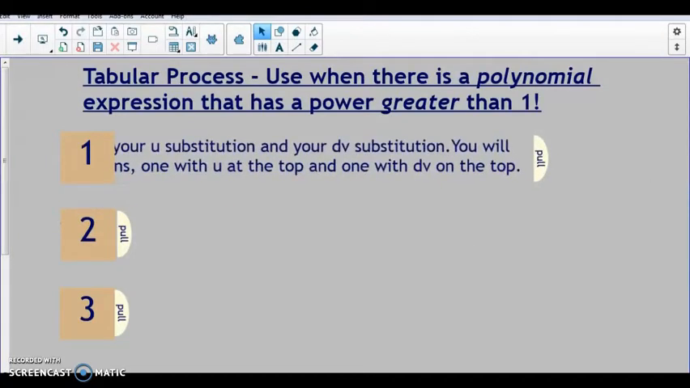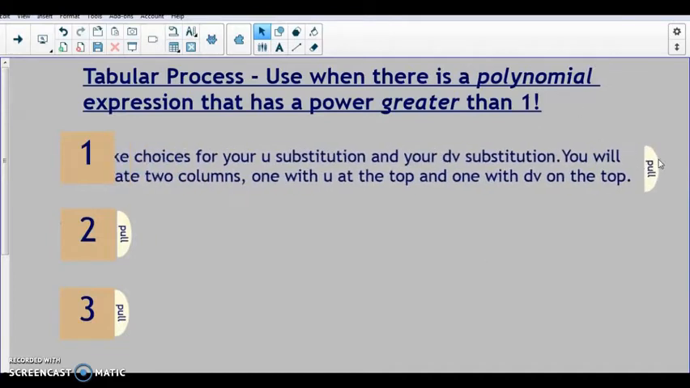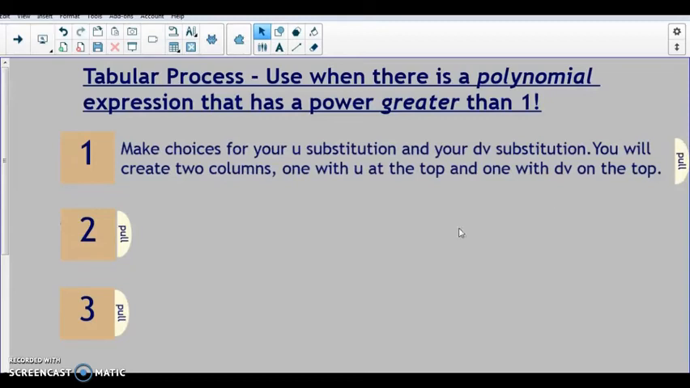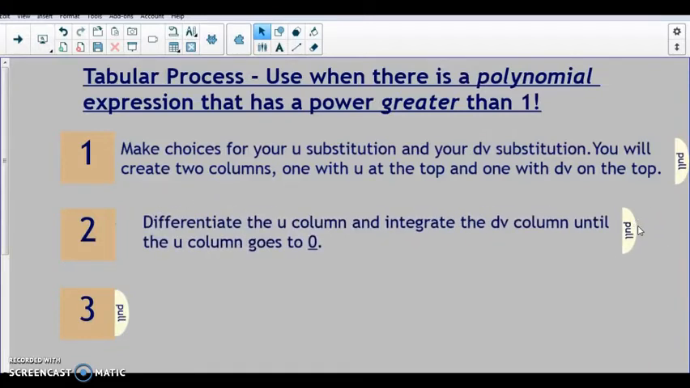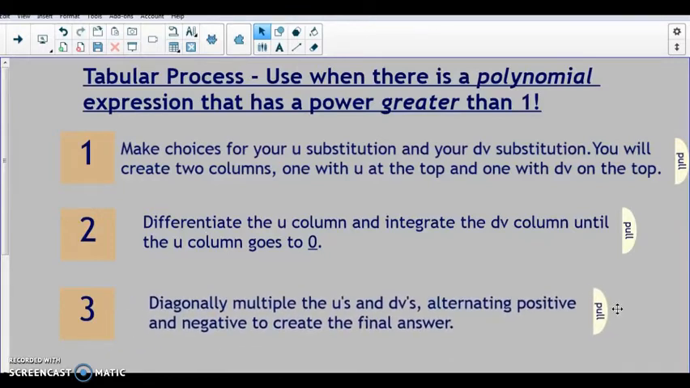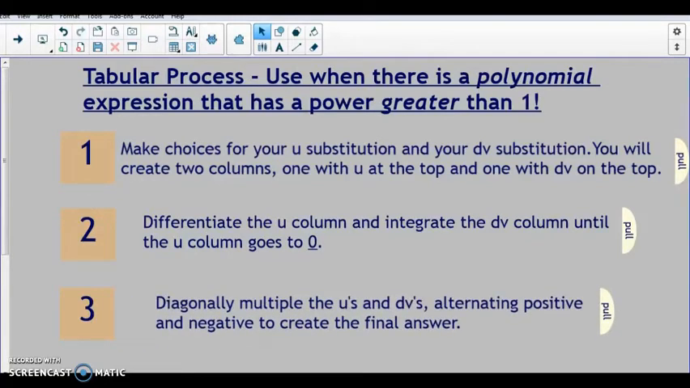So you'll still pick your u substitution and your dv substitution, but you're going to make a table out of those pieces, with the left column being your u and the right column being the dv. And write them in at the top of the table. Then what you'll do is, for each of the columns, you'll differentiate the left column, which is the u column, and integrate the dv column, which is the right column. And you do this until the differentiation column goes all the way to 0. Then, after you've done all of that, you will diagonally multiply the u's and dv's together, alternating their positive and negative signs for your final answer.